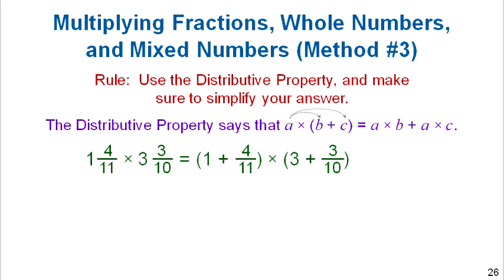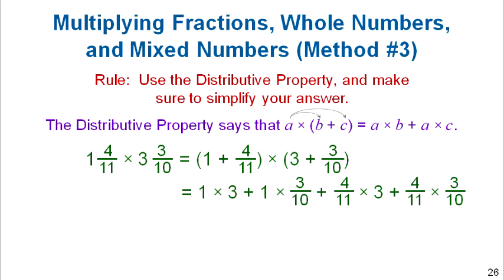In my next example, I'm going to discuss how I can use this method to multiply 1 4/11 by 3 3/10. I will begin by noting that 1 4/11 is equal to 1 plus 4/11, and that 3 3/10 is equal to 3 plus 3/10. To use this method to multiply these fractions, I must multiply the 1 by each of the terms in the second set of parentheses, and then I must multiply the 4/11 by each of the terms in the second set of parentheses. Now I can simplify all of this.